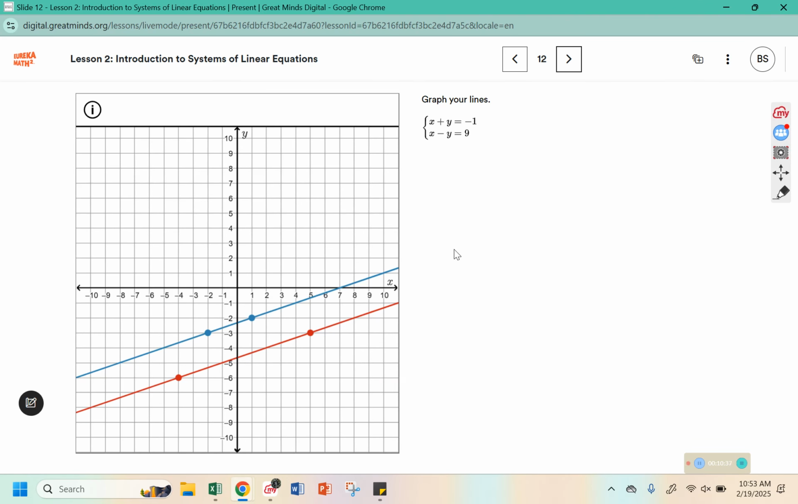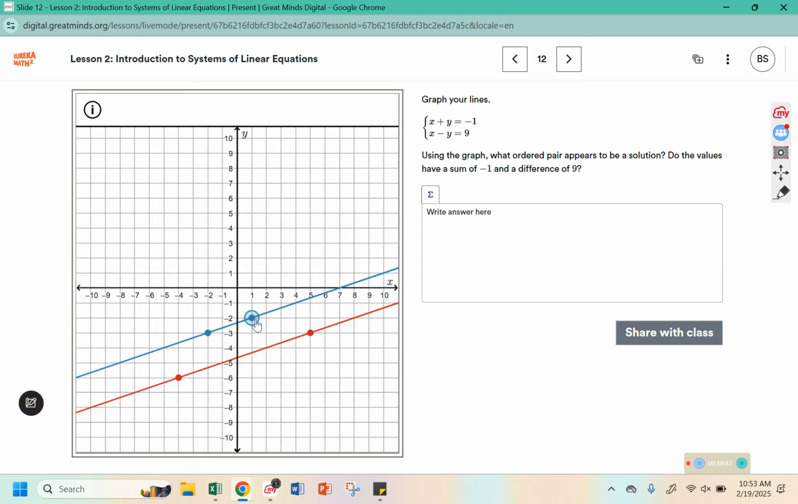Here are the lines. Graph your lines, so we need to move these points. Okay, so we have x plus y is -1. One possible point would be 0, -1, because a 0 in the x and a -1 in the y would add up to -1. You could also put in -3 plus 2. So -3 plus 2 would make -1.